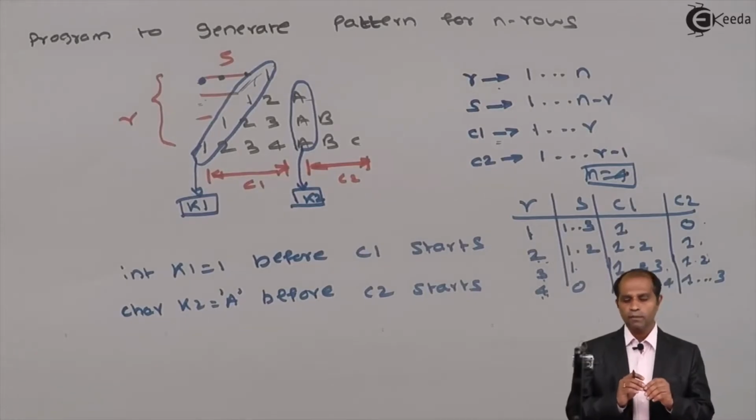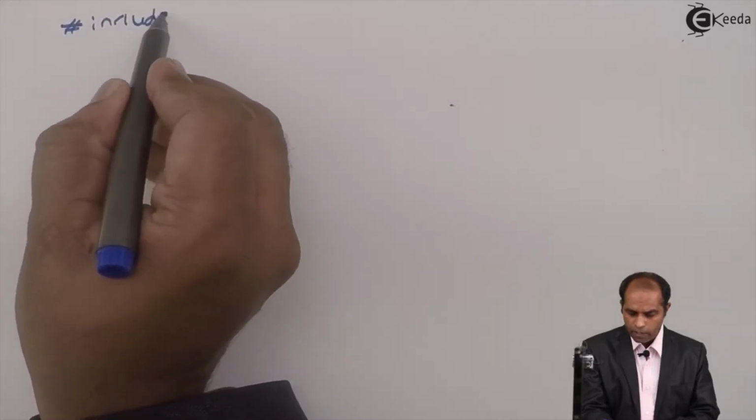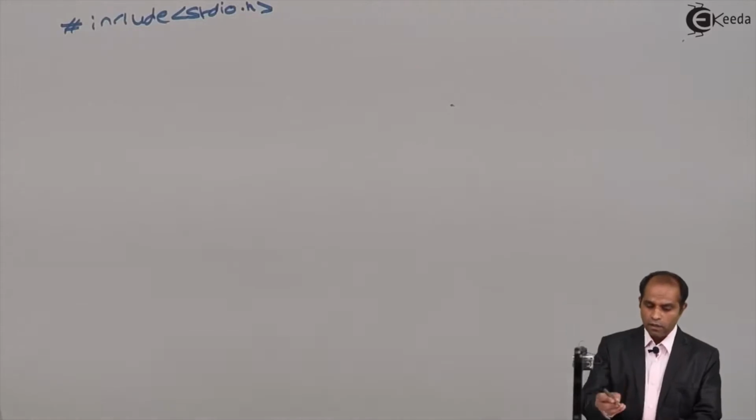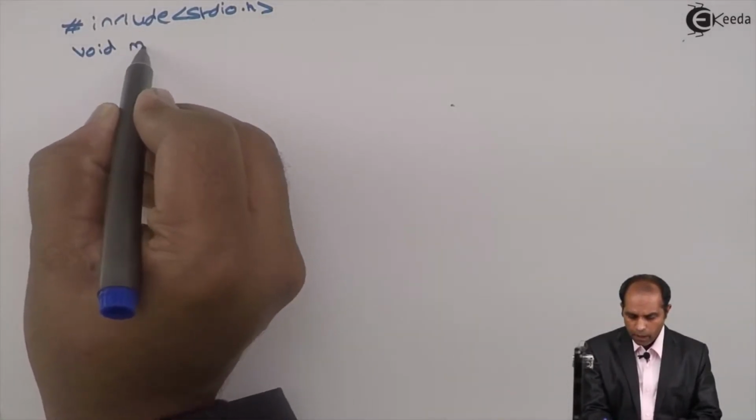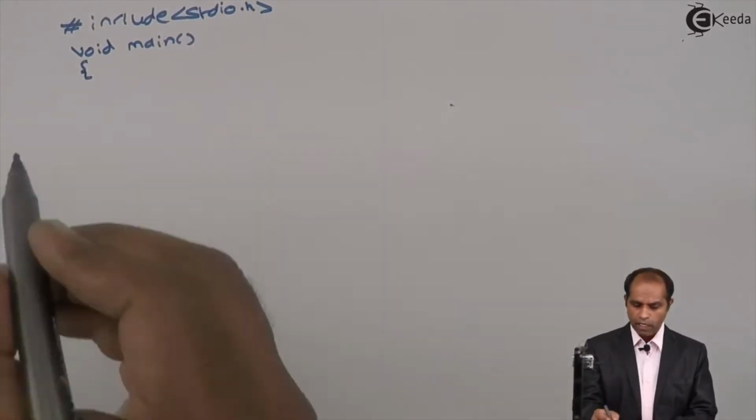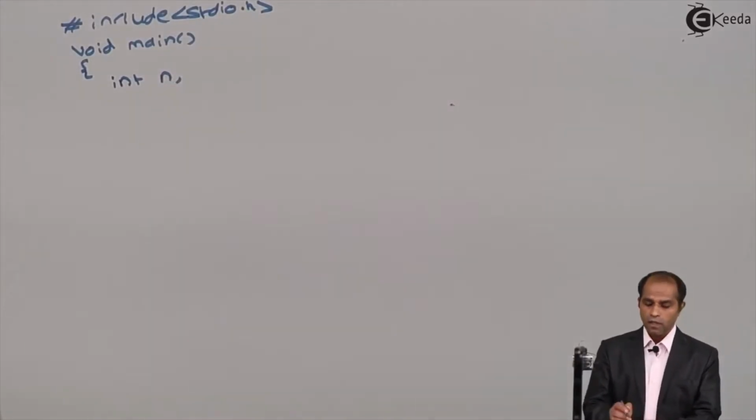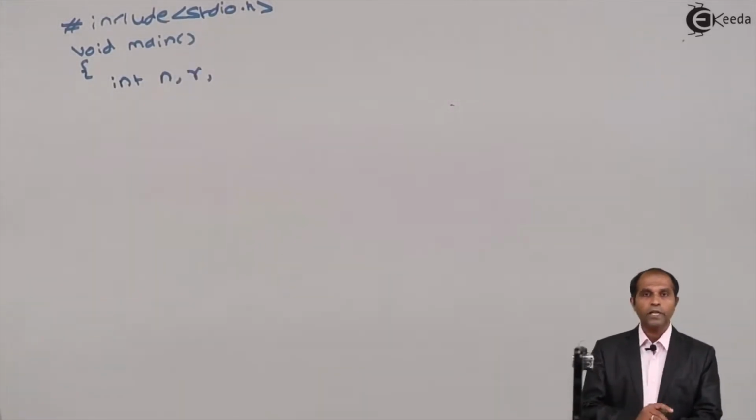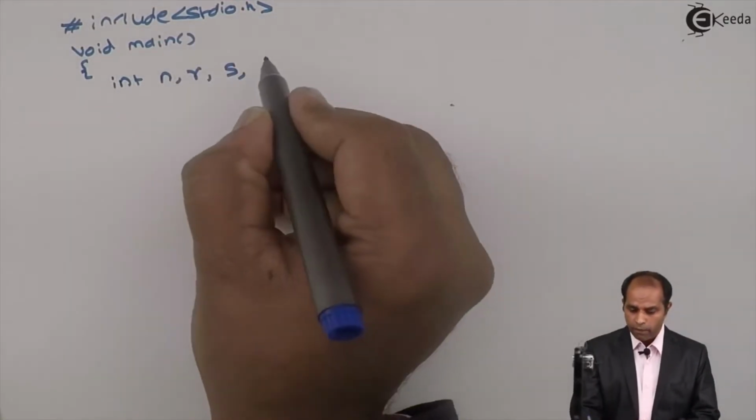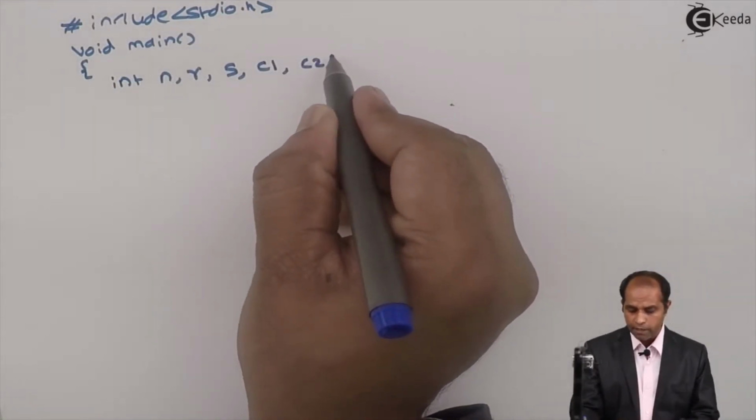Now let's write a program to illustrate this entire concept. We'll include these header files for our reference: stdio.h, conio.h. Let's say void main. Now, after this, you're supposed to do the declaration. What are the declarations of the variables? I have variables declared as int: n indicating the number of rows, r indicating the variable which controls the rows, s which will generate spaces, c1 which will print the left hand side of the triangle, and c2 which will print the right hand side of the triangle.